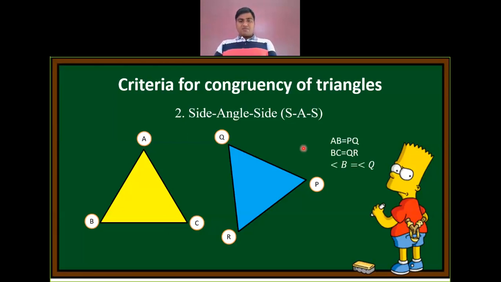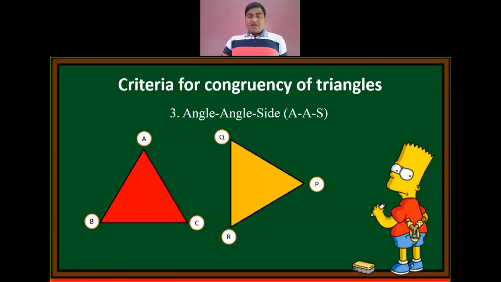Now criteria number 3 is angle angle side. That means two corresponding angles are equal and one corresponding side is equal. Then we can say that triangle ABC and triangle PQR are congruent to each other. Now here angle B equals angle Q. These two angles are corresponding angles. Angle C equals angle R. These two angles are corresponding angles. And side BC equals side QR.